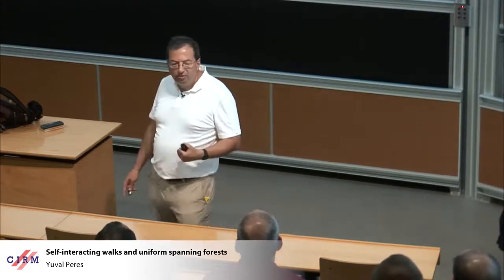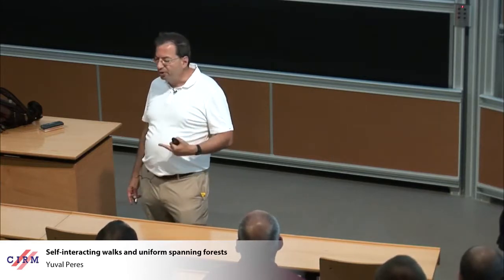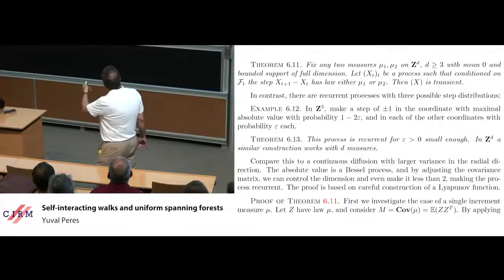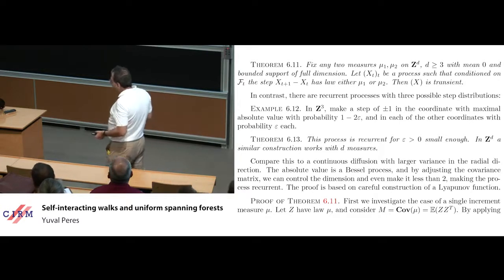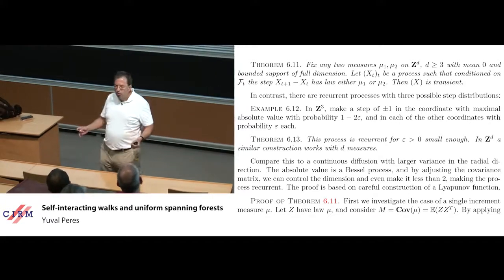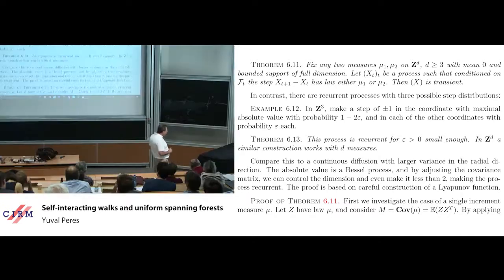But this is false if you have three measures. So with three measures in 3 dimensions, you can make it recurrent. And the example is mentioned here. Say you're in Z^3, you make a step: you look at your 3 coordinates, and for the coordinate which is largest in absolute value, you walk plus or minus 1 with high probability, 1 minus 2 epsilon. And in each of the other 2 coordinates, you walk with small probability epsilon. Then for small enough epsilon, this walk will be recurrent in 3 dimensions.